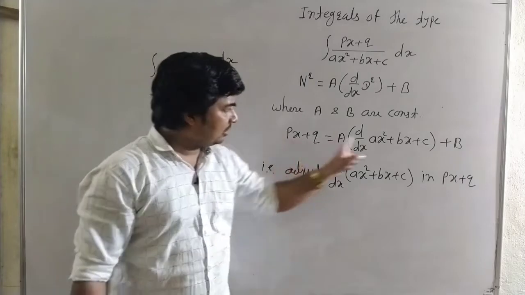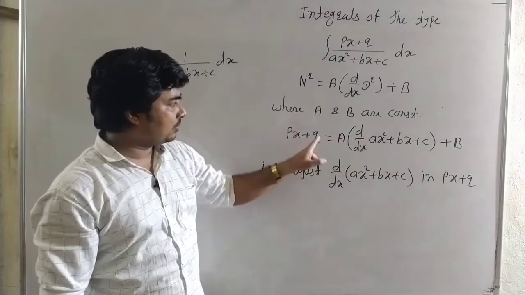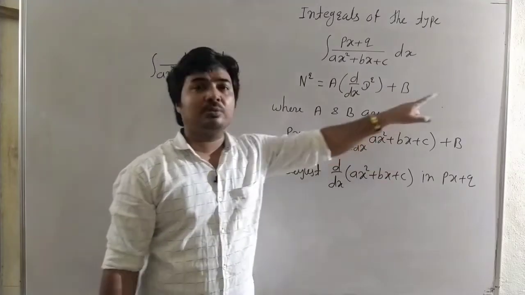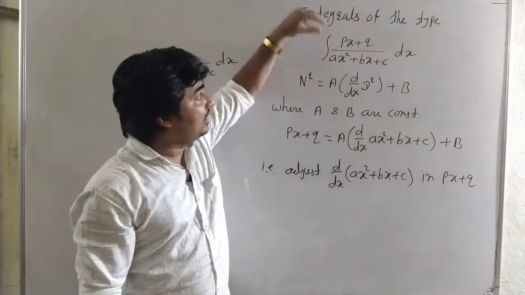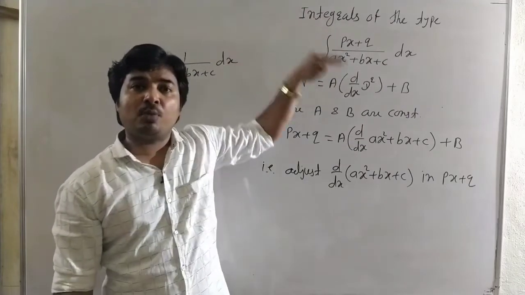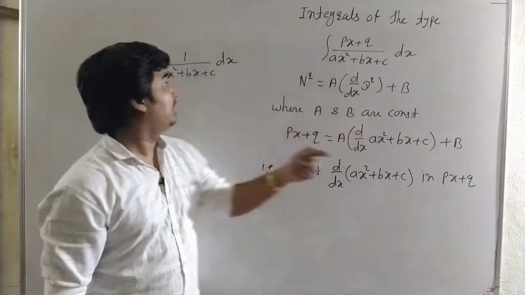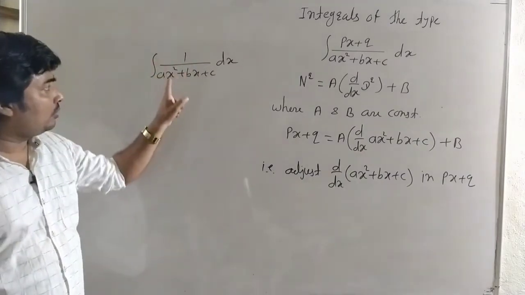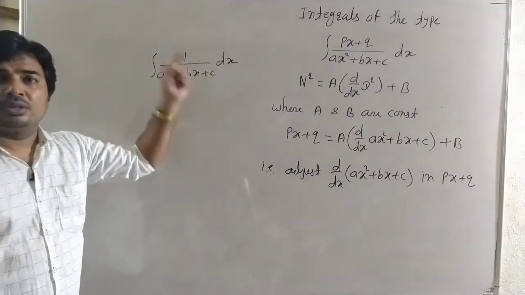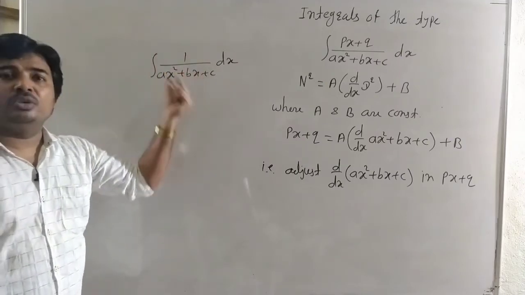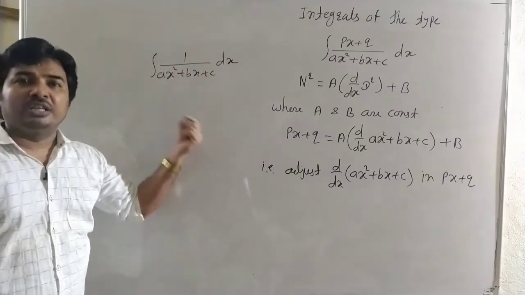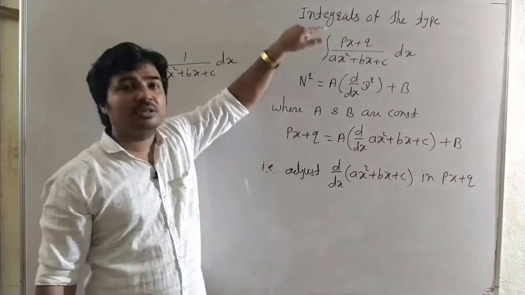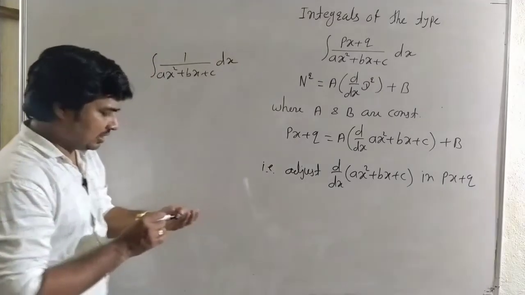Or we can solve this type: the linear function px plus q is equal to a into the derivative of the quadratic function plus b. It is the integral of the type linear function upon quadratic function. Here 1 upon quadratic function we have already learned by the completing square method. We get x square and a square, and then we use the special integrals. But here it is linear function upon quadratic function. Now we see some examples on it.